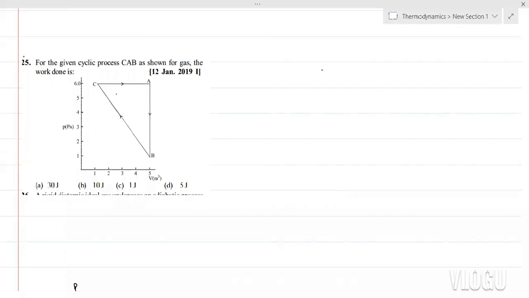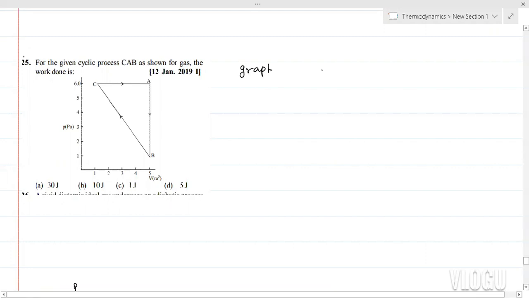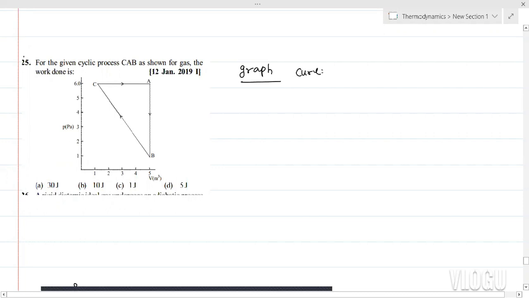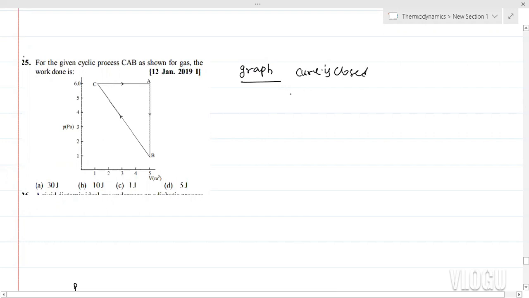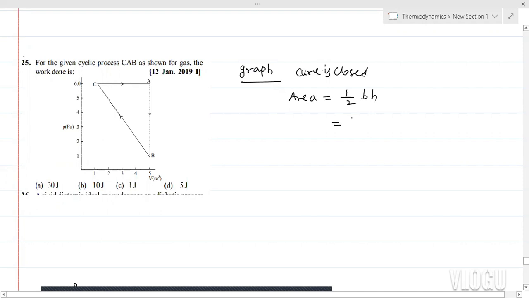For example, we have a cyclic process shown for the gas, and we need the work done. This is a simple problem. According to our basics, whenever the curve in the graph is closed, first we will think of area. This is in the form of a triangle. Therefore I will write half base into height.